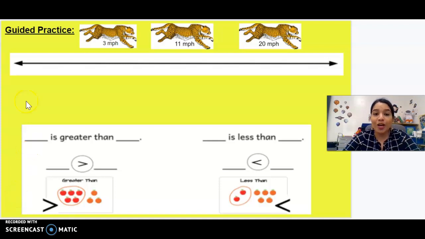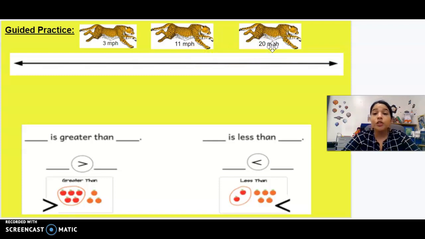Let's go to our lesson. Today we're going to work with our open number line, and we're going to order these numbers. We have different numbers right here, but we have cheetahs, so we're going to look at their speed. This first cheetah speed says 3 miles per hour. The second one says 11 miles per hour. And the third one is 20 miles per hour.